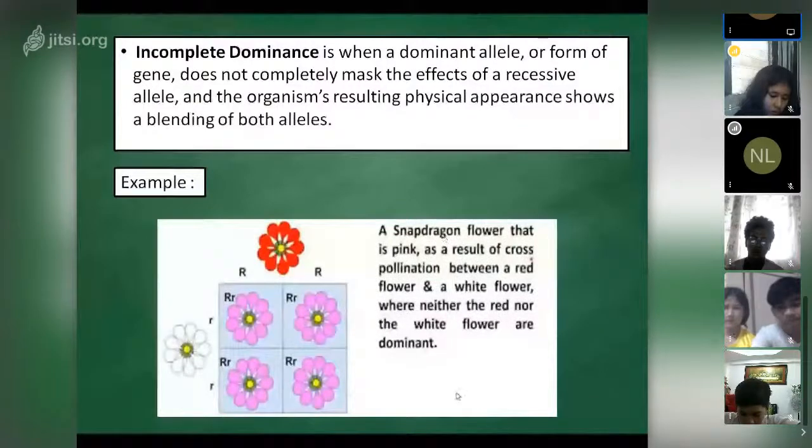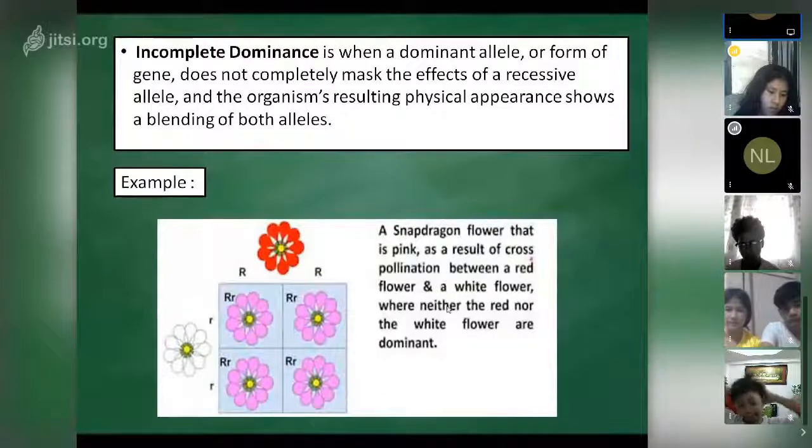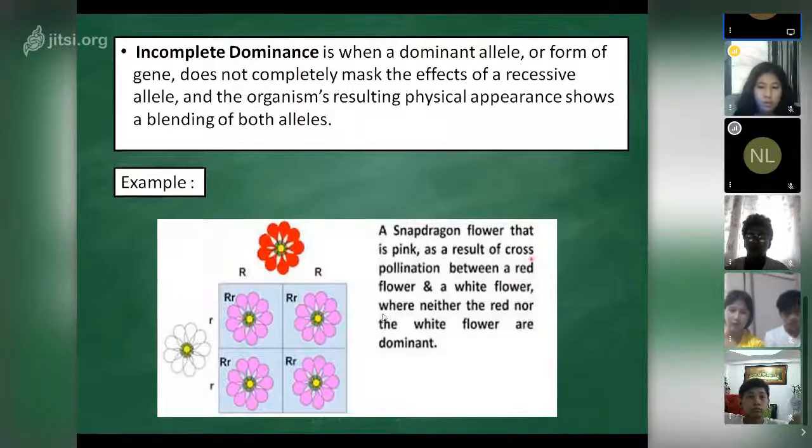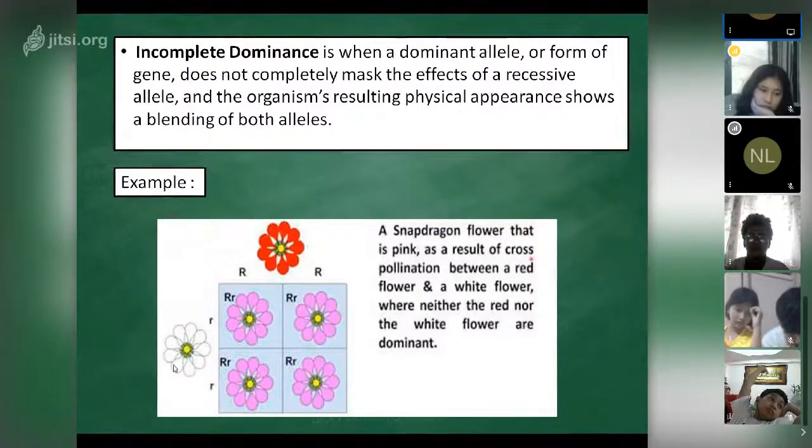Okay, example, class. This one. It is in your LMS video. So, example: a snapdragon flower that is pink. Meaning the pink color is a result of cross-pollination between a red flower and a white flower, where neither the red nor the white flower is dominant. Meaning, class, between the parents, let's say the father is red and the mother is white.